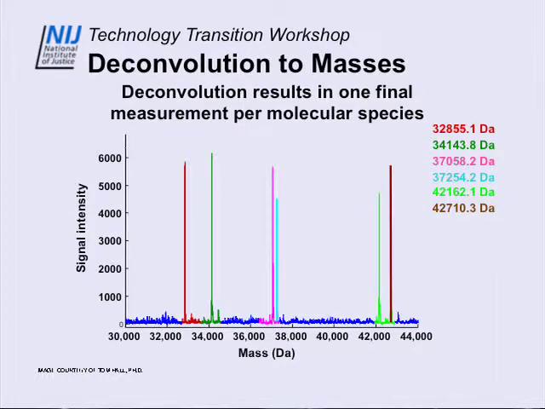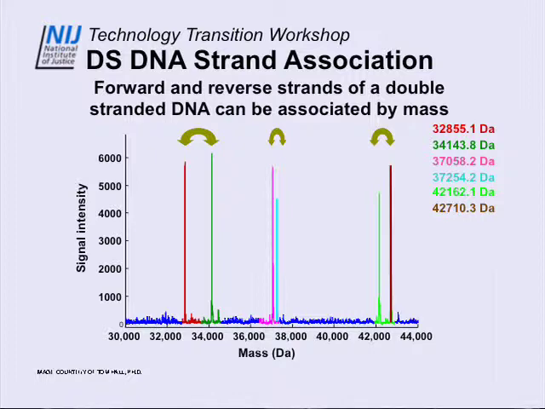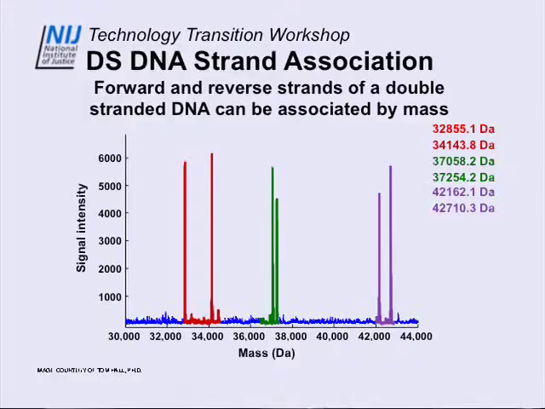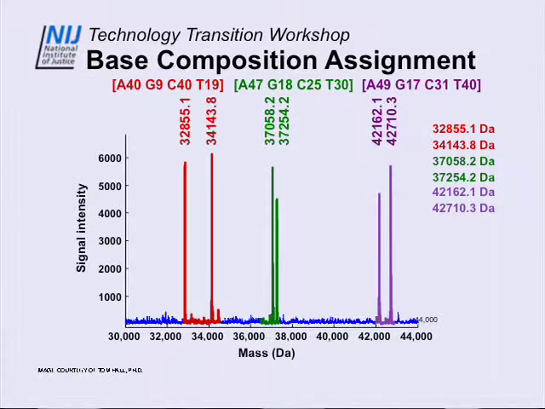Because we know what primers we put in, we can associate 2 strands into a PCR product. This and this can't go together with the PCR primers we put in this reaction, if that makes sense. So these 2 go together, these 2 go together, and these 2 go together. Now we have 3 double-stranded products. Knowing that this is a product and these are its 2 masses, a very simple computer algorithm can be used to derive a base composition for it. So this one has 40 A's, 9 G's, 40 C's, and 19 T's. We can do that with these as well.